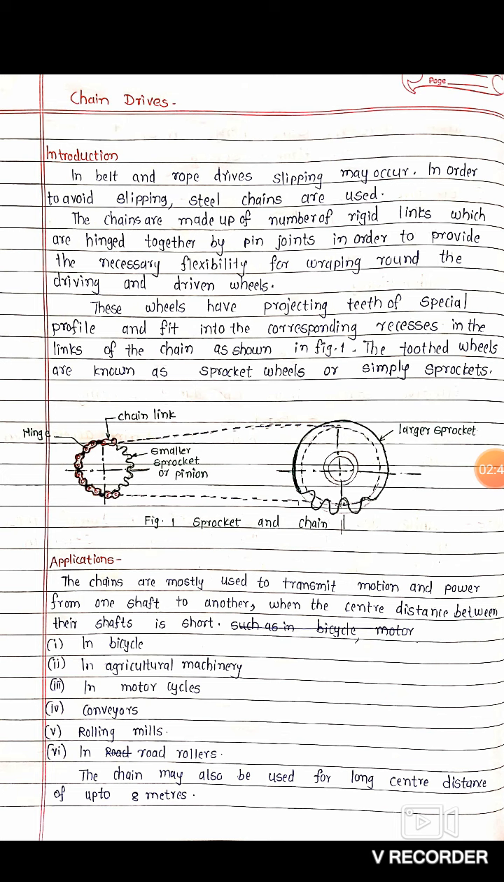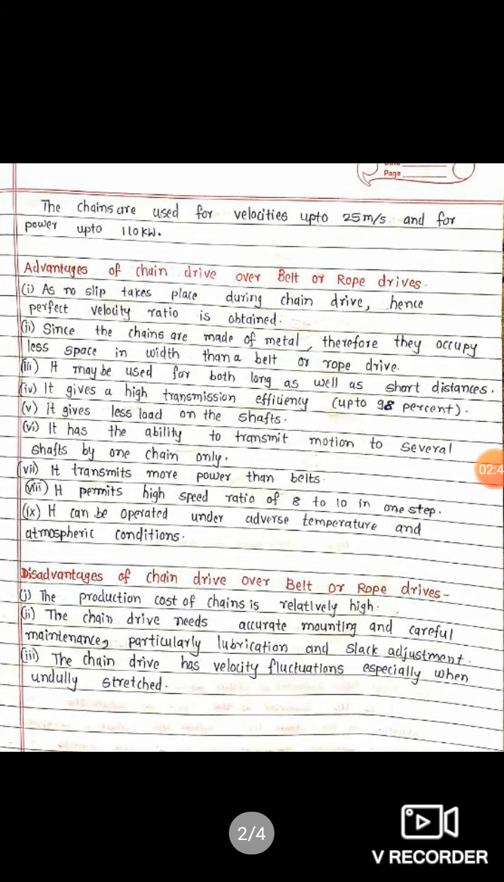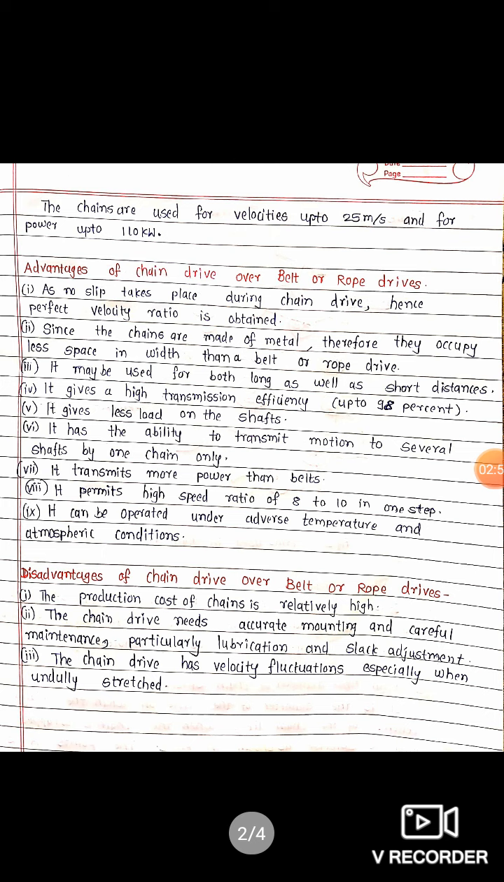The chain may also be used for long center distance of up to 8 meters. The chains are used for velocities up to 25 meters per second and for power up to 110 kilowatts.